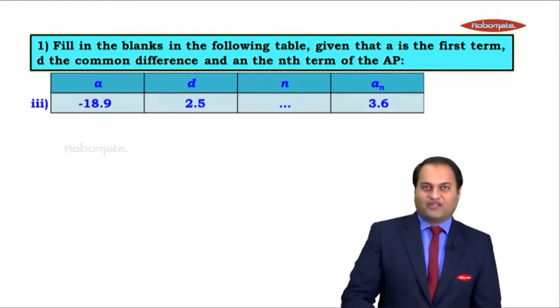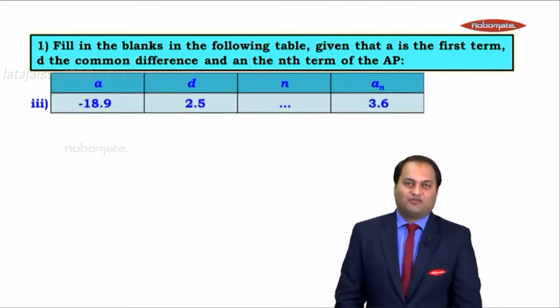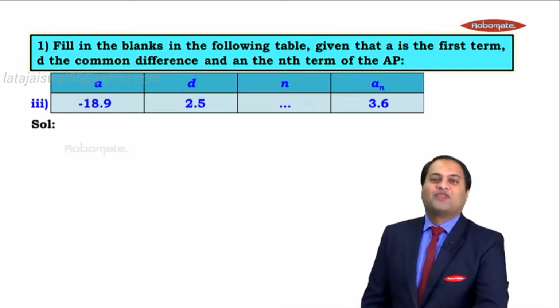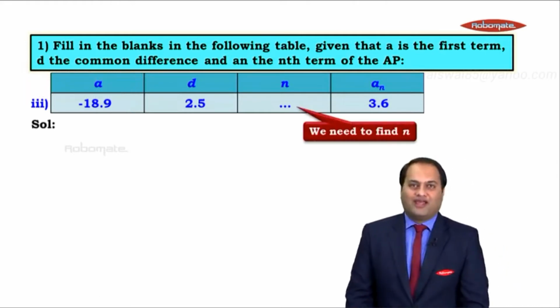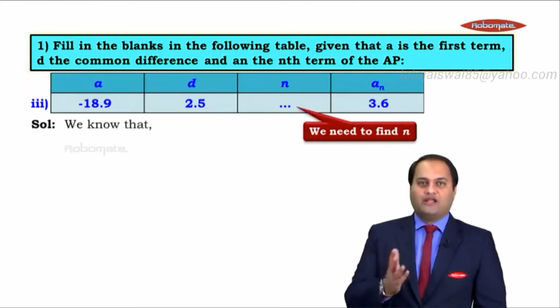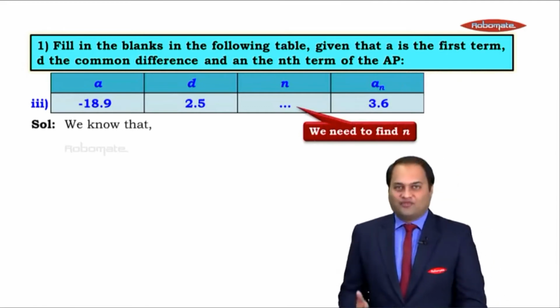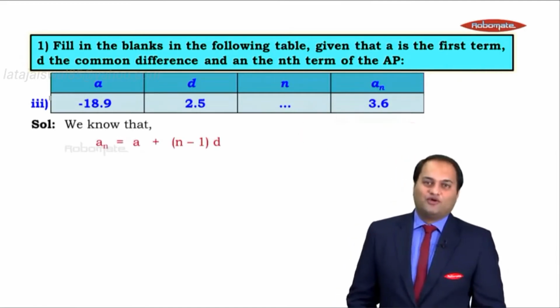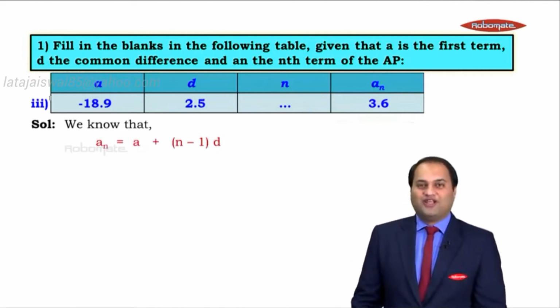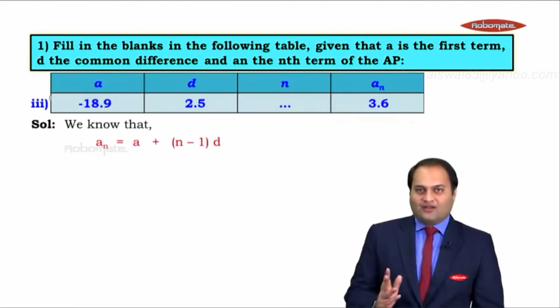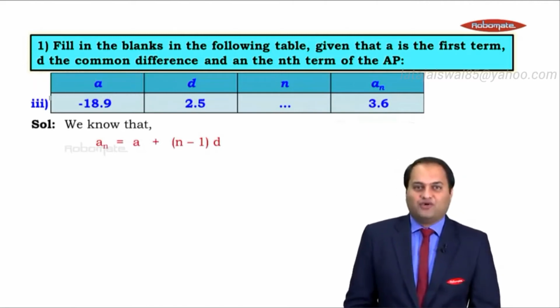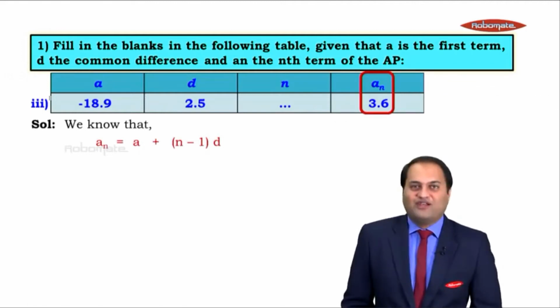We need to take care of the calculations because there is a decimal involved here, right? So let's do it. The solution: we need to find n, for which we are given a, d and an, right? The formula is an is equal to a plus n minus 1 into d, right? Let's find n now. Is an given to us? Yes, it is given. What is the value?